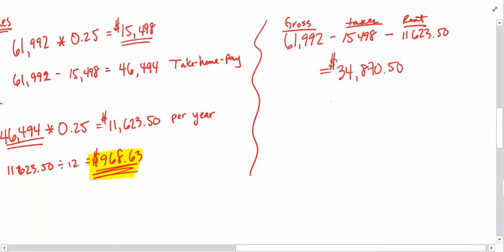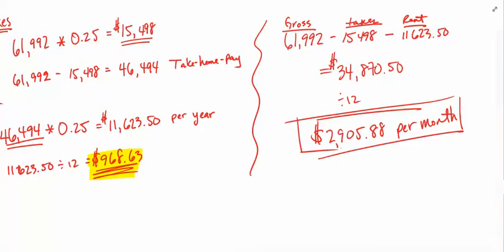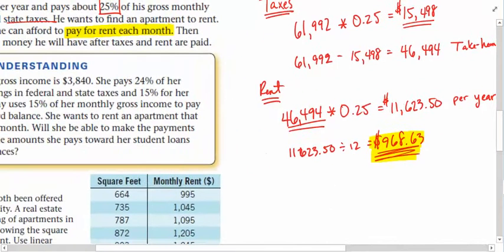And this comes out to, when divided by 12, $2,905 per month. So this is the actual cash that he can spend on things that he needs each month, in addition to a place to stay. So gasoline for the car, food for the table, that sort of thing. He has just under $3,000 at his disposal each and every month.